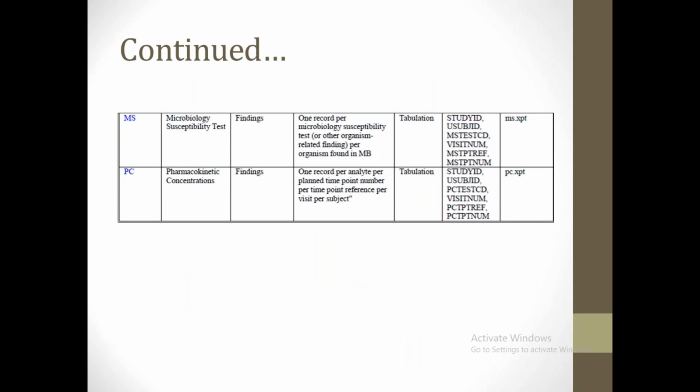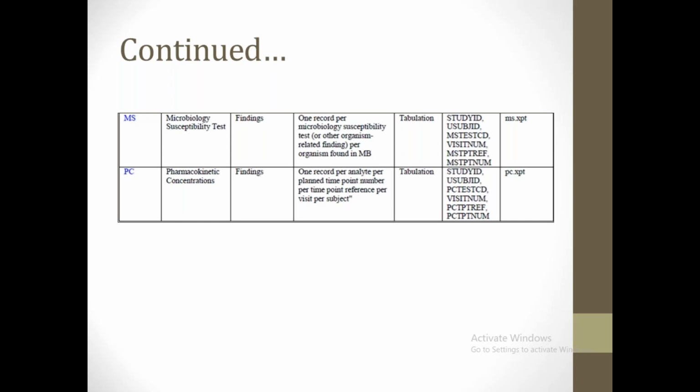MS, microbiology susceptibility test: one record per microbiology susceptibility test or organism-related finding per organism. Each and every organism will be considered as a separate record. I have not created MS or MB in my studies, I have never used these domains. But in your studies, if you come across them, you have to create them. The test CD, visit num, time point reference, and time point number are the important variables.